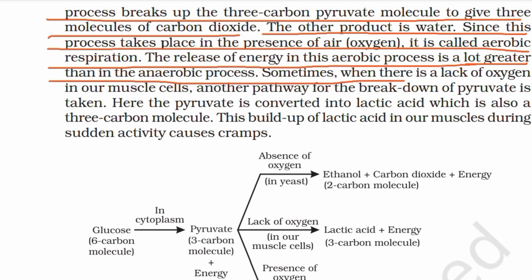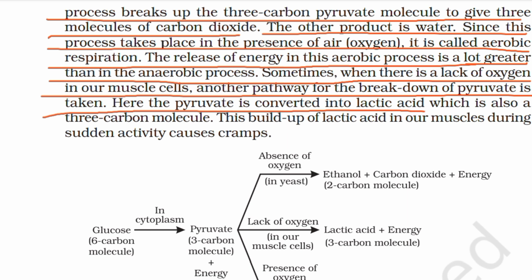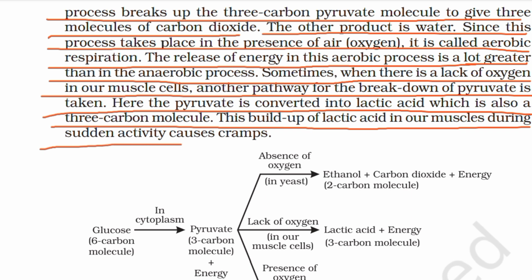Sometimes, when there is a lack of oxygen in our muscle cells, another pathway for the breakdown of pyruvate is taken. Here the pyruvate is converted into lactic acid, which is also a 3 carbon molecule. This buildup of lactic acid in our muscles during sudden activity causes cramps.